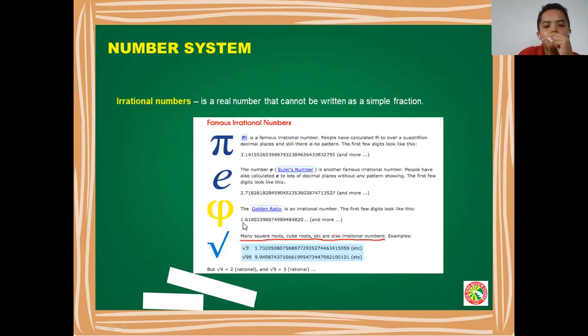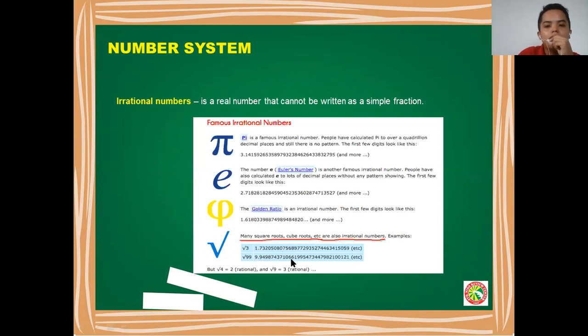So the value of golden ratio is 1.618 and more. Also, if it is involved in radicals, for example, square root of 3, the value of square root of 3 is 1.73205080 and so on and so forth. Square root of 99 is 9.9498 and so on and so forth.